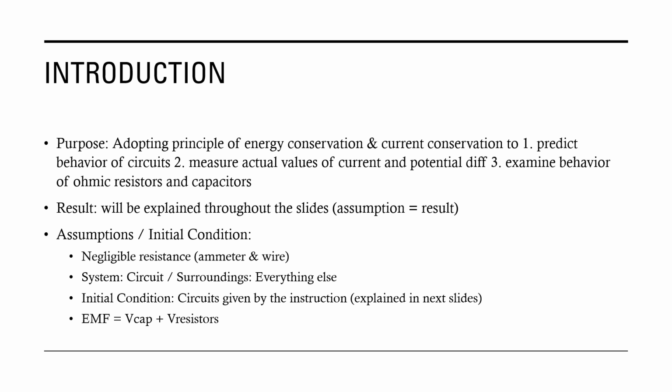For this experiment, the assumptions and initial conditions are that there is negligible resistance in the emitter and wire, since it's a tunnel line. The system and surroundings are defined below, and the initial condition and the equation that was used are also given.